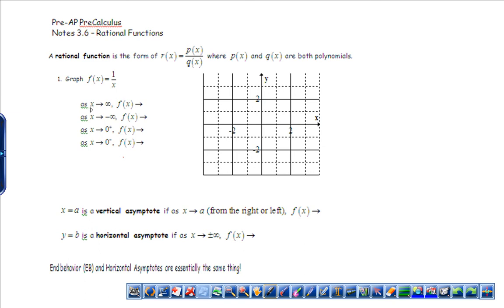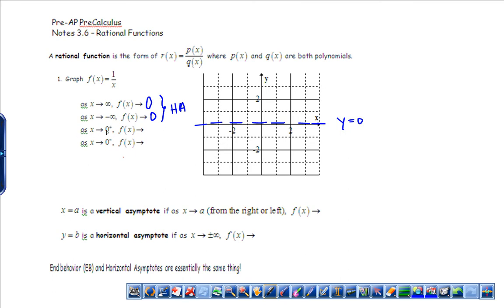It says as x approaches infinity, your function approaches 0, and as x approaches negative infinity, your function also approaches 0. And what this is showing you right here is your horizontal asymptote. I'm going to abbreviate it HA. So your horizontal asymptote right here would be y equals 0.